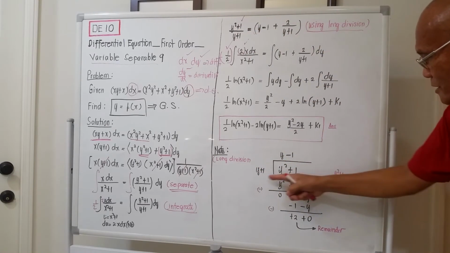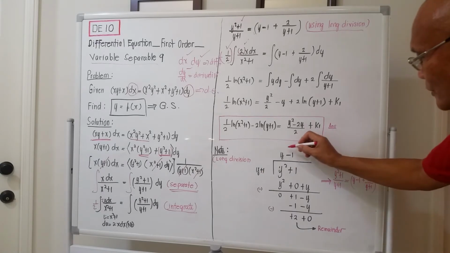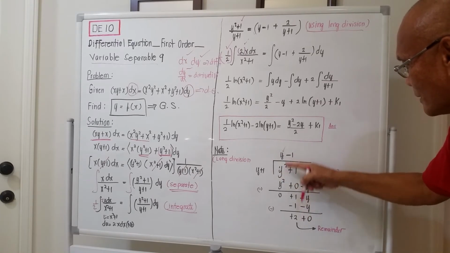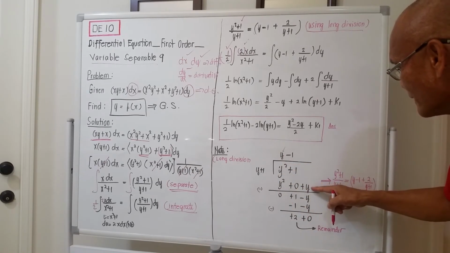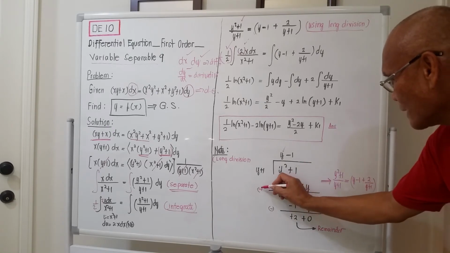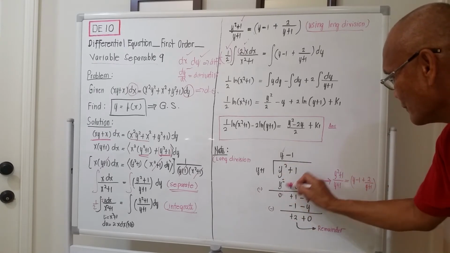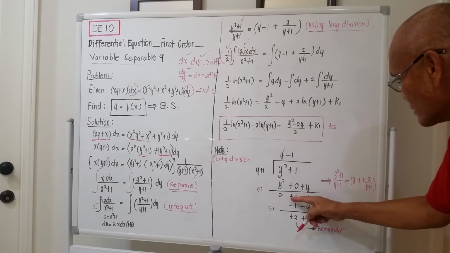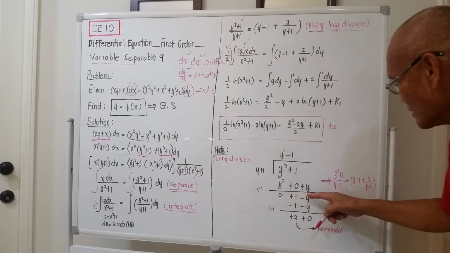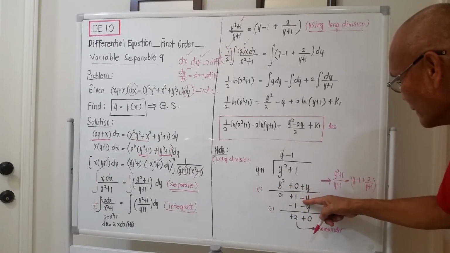y squared plus 1 divided by y plus 1, the first dividend is actually y. Okay? y times y will be y squared. y times 1 will be plus y. On the pure constant, it will be 0. Then try to subtract. The operation is subtraction, right? So y squared minus y squared will be 0. 1 minus 0 will still be plus 1. Okay? The operation is subtraction, so this becomes minus 1. We bring down this one, so this is 1 minus y.